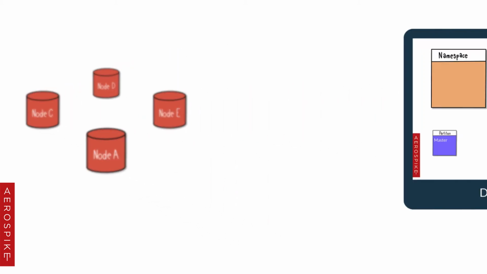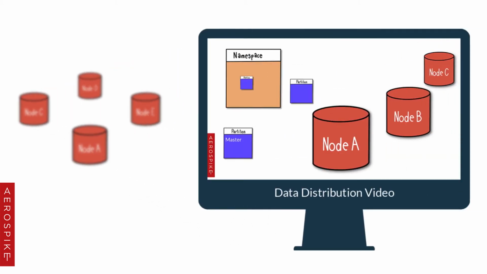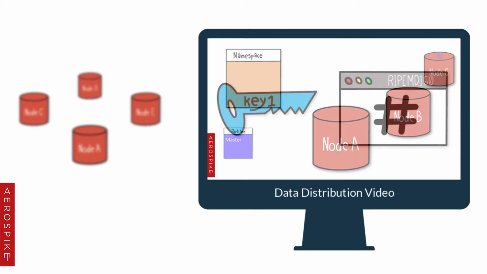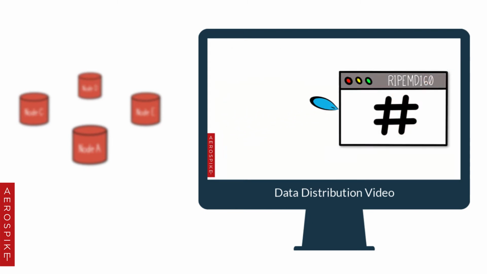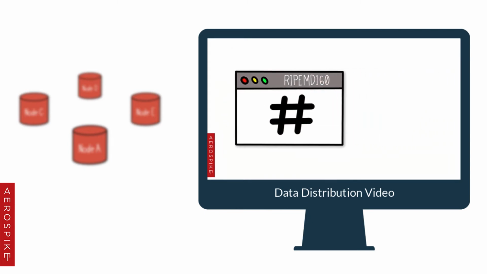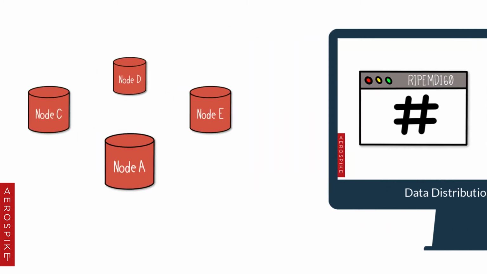Once consensus of the cluster view is reached, partitions are distributed across the cluster based on namespace configuration, and a deterministic algorithm is used to map records to the correct partition every time.